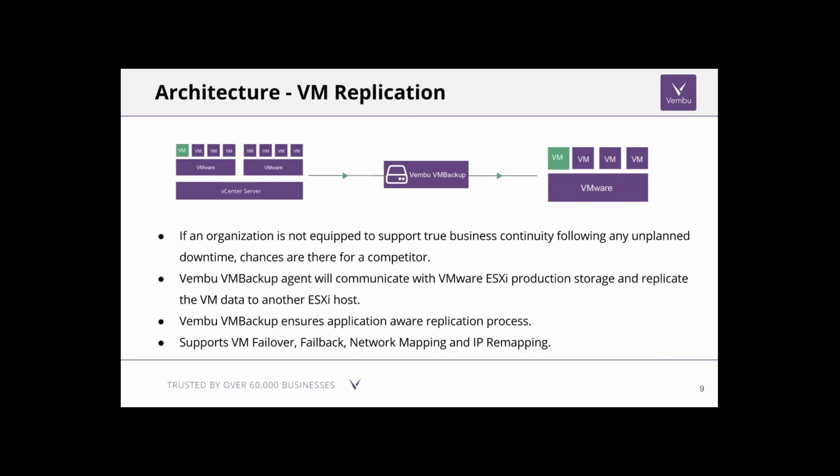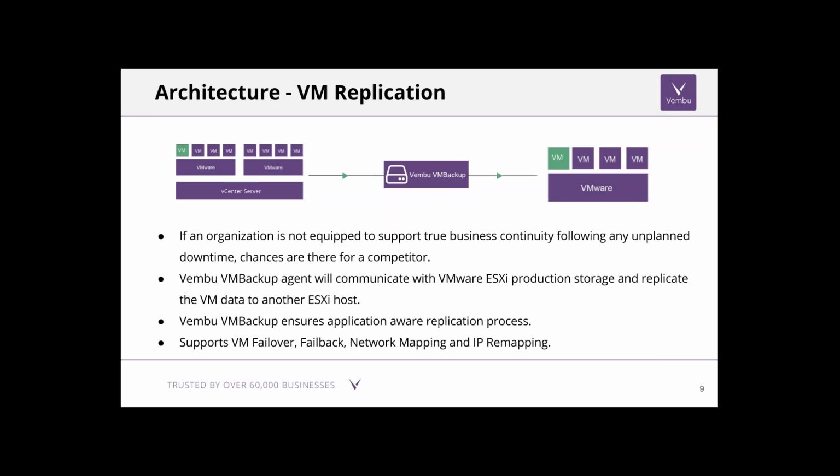So in Vembu VM replication, we are making a copy of the business critical VMs from the source host to the target host. Like you're seeing in the picture, the Vembu VMBackup agent acts as the agent between your source host and your target host. If the customer has configured a particular VM for replication, it will read the data from the source host and create the same replica on the target DR host. So in case of a disaster scenario, the customer can directly boot up the VM from the target host and use it for business continuity.